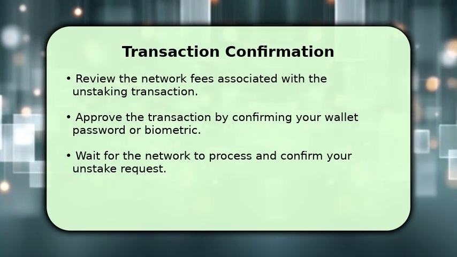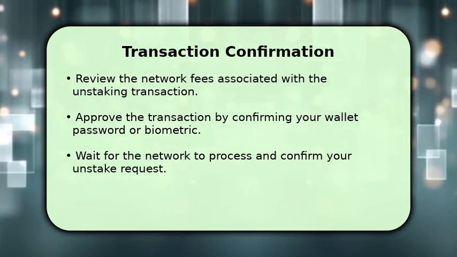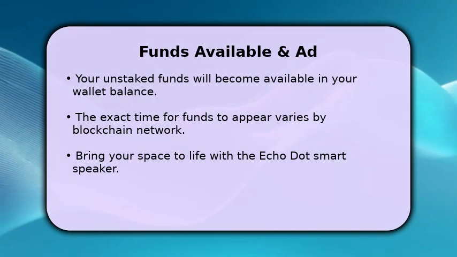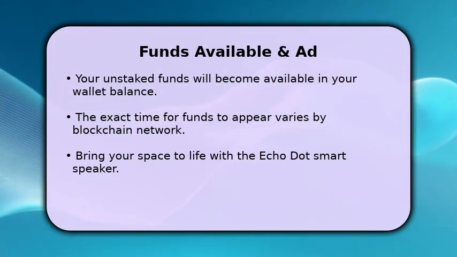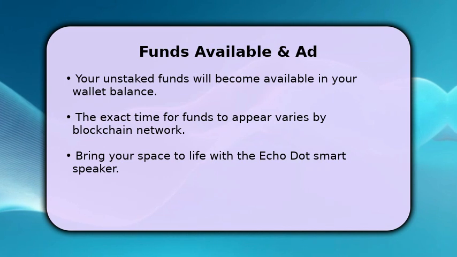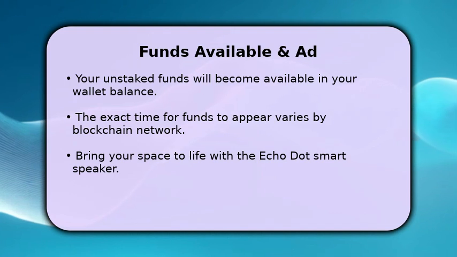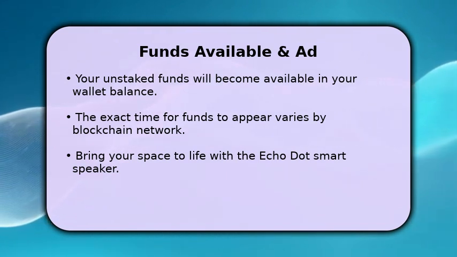The network will then process your request, which usually takes a few minutes to confirm. After the network confirms your unstake request, your funds will be returned to your main wallet balance. The time it takes for these funds to become fully available can vary, often ranging from a few minutes to several days, depending on the specific blockchain network's unbonding period. You'll receive a notification once the process is complete.